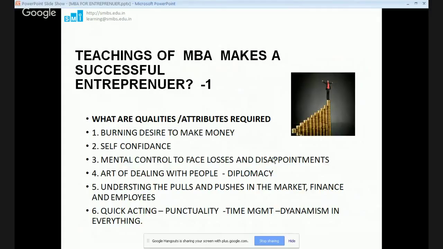Every product is a gain for you for the same input. Maybe you have the art of dealing with people and motivating them. Quick acting, punctuality, time management, dynamism in everything. An entrepreneur is not a sluggish man. He is not lazy. He is always punctual. He has time management in all his work. He cannot be static, thinking, "Okay, I've got profit, that is enough for me." No, his thinking is always how to make it double, how to make it more attractive, how I should make an impact on the demand side.